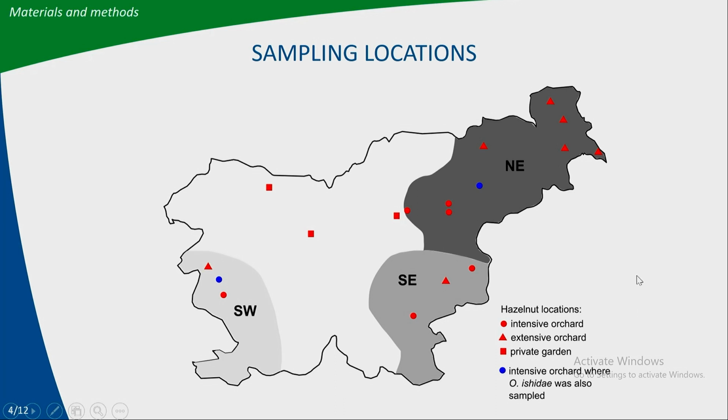2 of these locations were also sampled for Orientus ishida, and the populations were quite abundant. In just half an hour, we could, by sweep net, catch like 50 specimens. So it was a really high population.